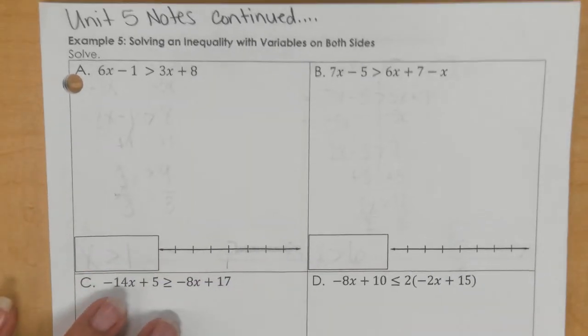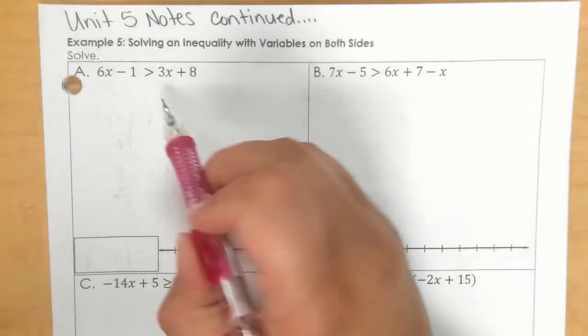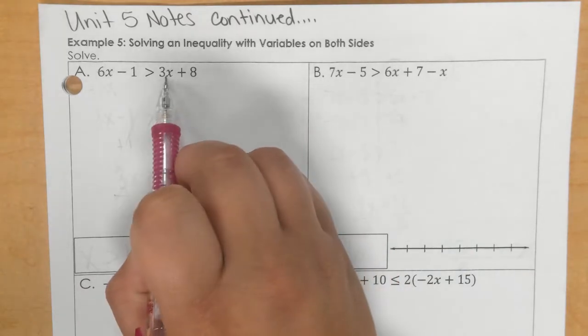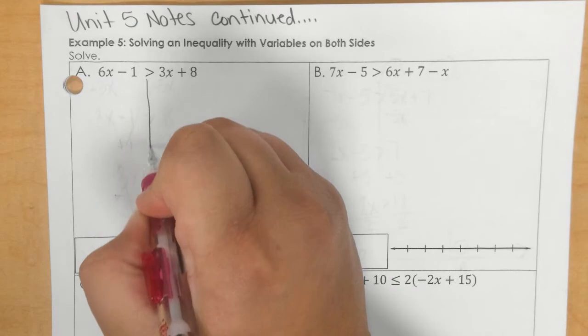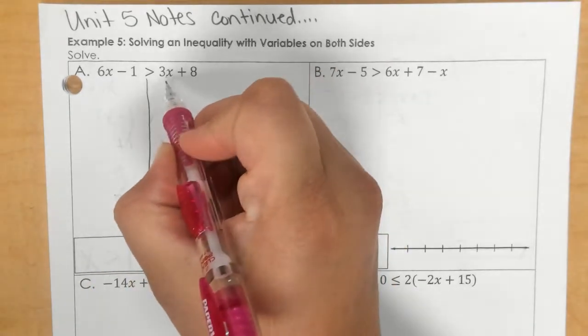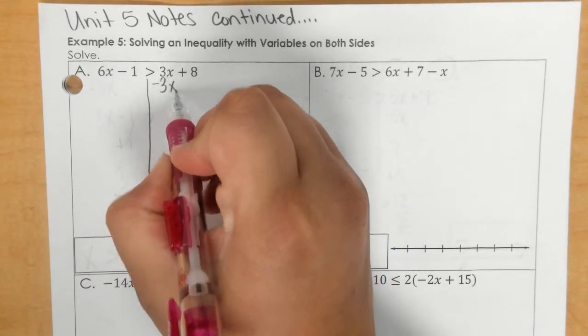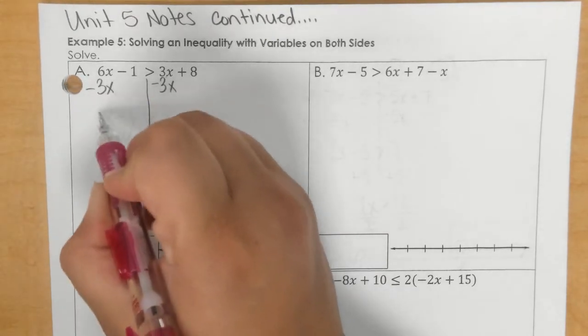For example 5 on the Unit 5 notes, we're going to solve inequalities by making our x on the right side go to the left side. So if you would like, you can draw the line from the inequality, and then the opposite of positive 3x is to subtract 3x. And then you would get 3x.